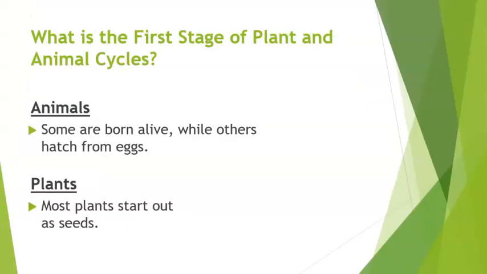And what is the first stage of plant and animal cycles? Well, the first stage for animals is that some are born alive while others hatch from eggs. And the first stage of a plant's life cycle is that most plants start out as seeds.